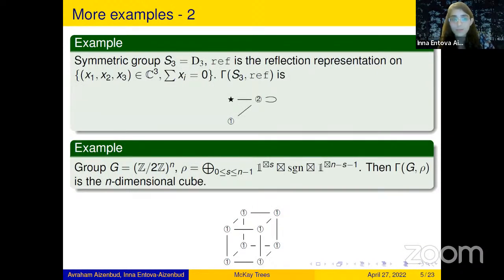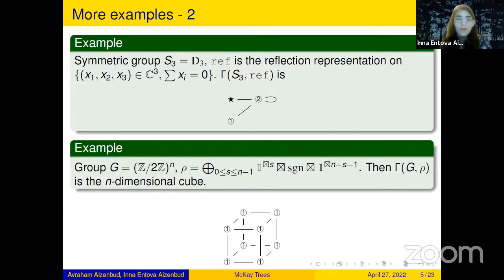Let us see some more examples. If we take the symmetric group S3, we can draw the graph for the reflection representation. And here you can see for the first time that our graphs can actually have loops. Loops just meaning that when we tensor a certain representation with the reflection representation, we get the same representation as a direct summand. And of course, in this case, this vertex labeled by 2 corresponds precisely to the reflection representation itself.